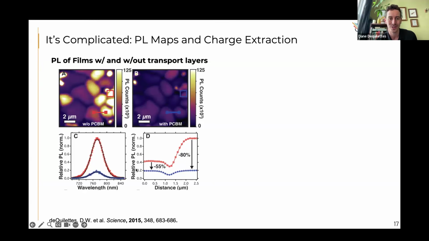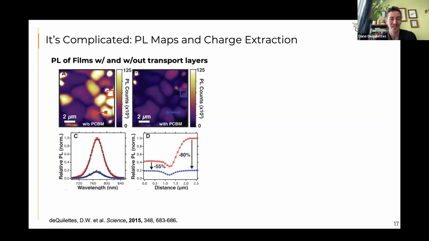This is due to charge extraction and quenching. And if you look at a line profile of, let's say, just the perovskite without the transport layer versus with it, you can see that a dark grain decreases a smaller percent than a bright grain. So you could say that there's a different number of charges being extracted, qualitatively, in these two regions.